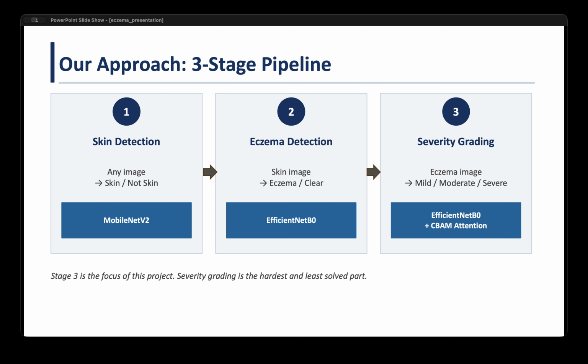Our system is a three-stage pipeline. Stage 1 asks, is this even a skin image? That uses a MobileNetV2, whereas stage 2 asks, does the skin show eczema? That uses an EfficientNetB0. The final stage, which is the focus of this project, classifies the severity as mild, moderate, and severe. That's where it uses the EfficientNetB0 plus CBAM attention models.